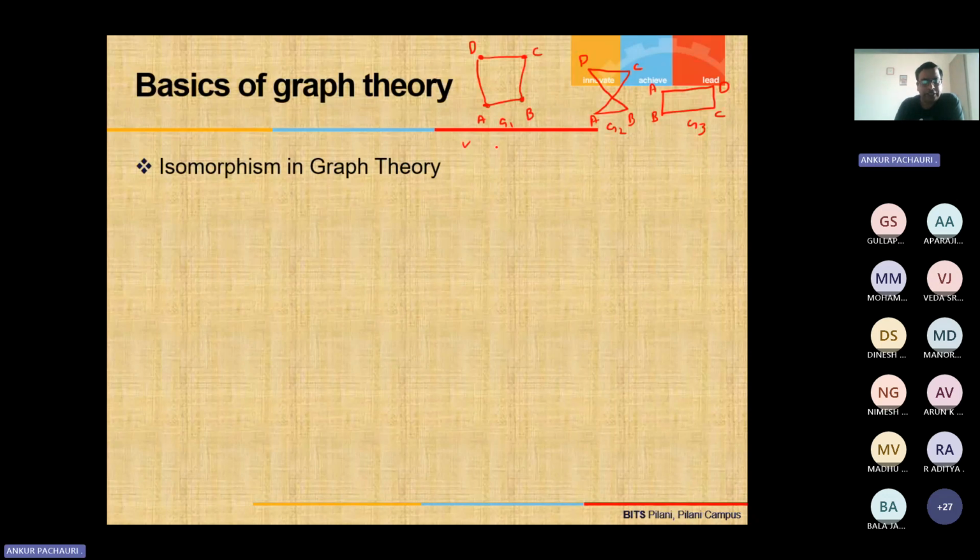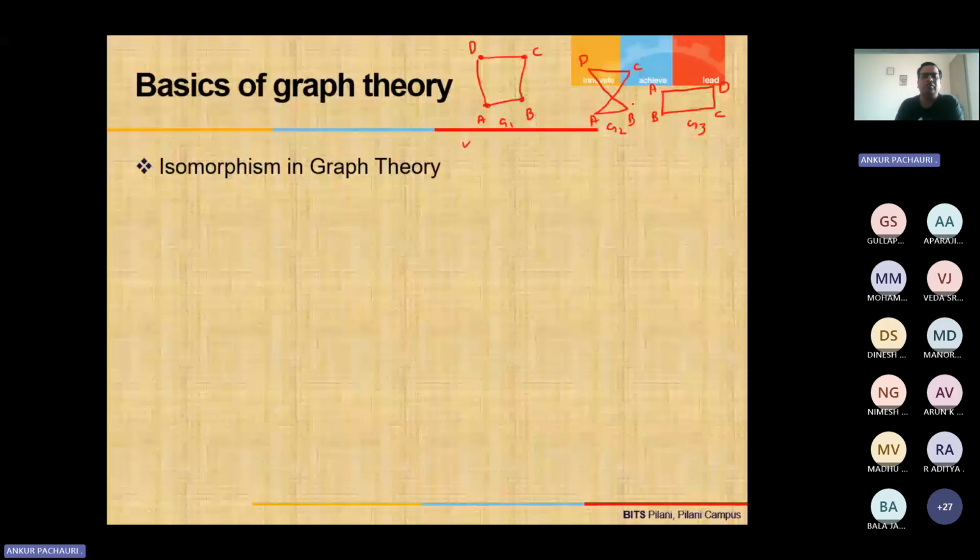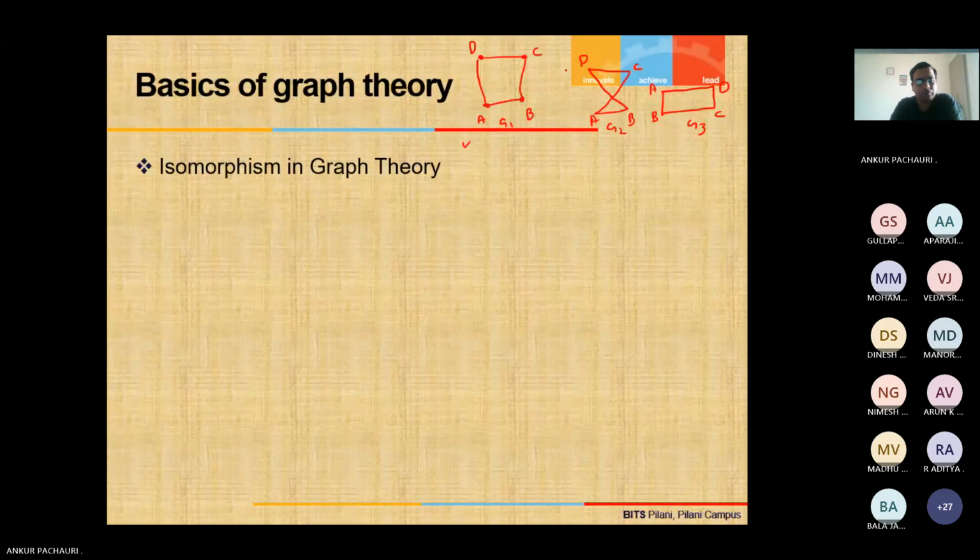A student asks: Sir, in G1 and G2, C and D should be twisted, no? A and D is connected, but here A and D is not connected. No issue, this is just the name given to those nodes. I'll answer the query.